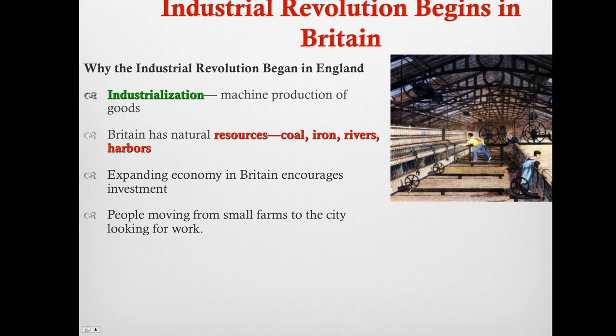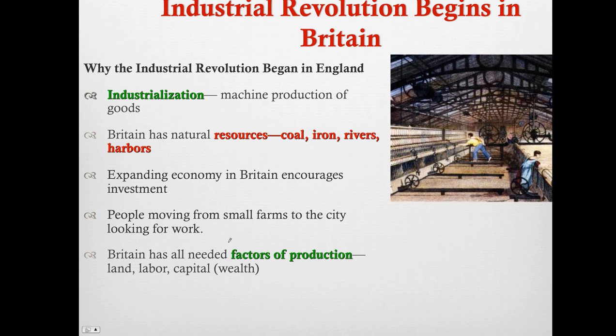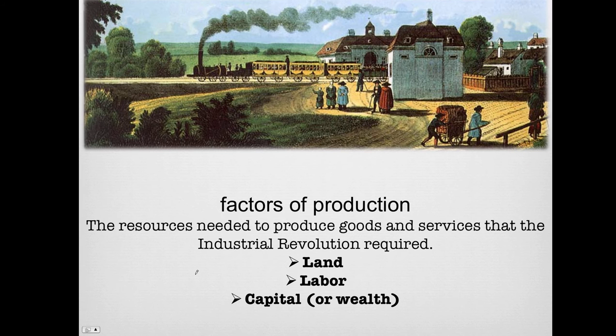Why Britain? They had natural resources. They had coal. They had iron. They had rivers. They had an economy that improved it. And people, because of the agriculture, are moving from farms to the cities. So Britain has all needed factors of production. Land. Labor means workers. Capital means the money to build. Land, labor, capital.